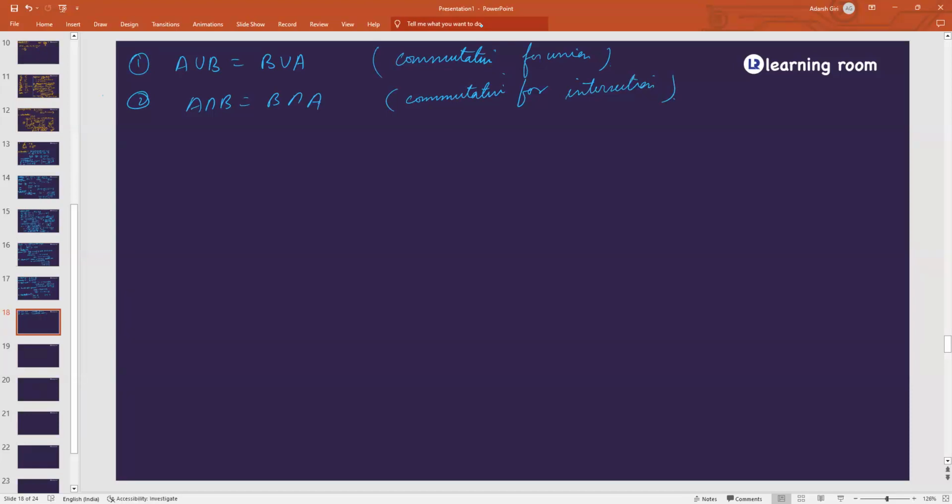Siddharth, I cannot hear you. You have to join with your audio and then speak. Then only I'll be able to hear you. Or you can type, if your audio is not working. Okay.